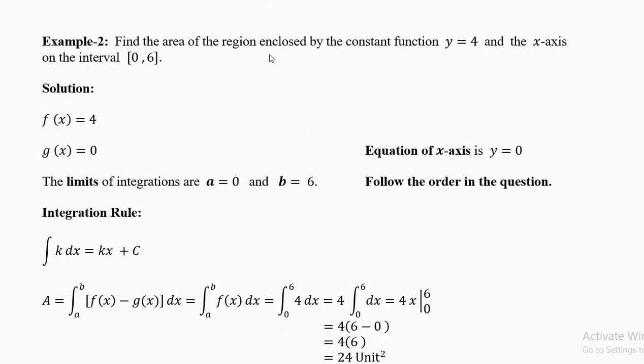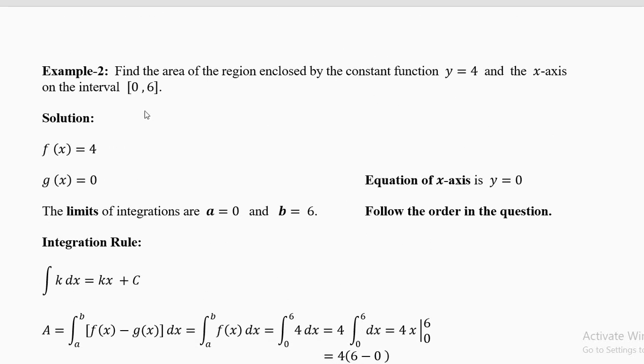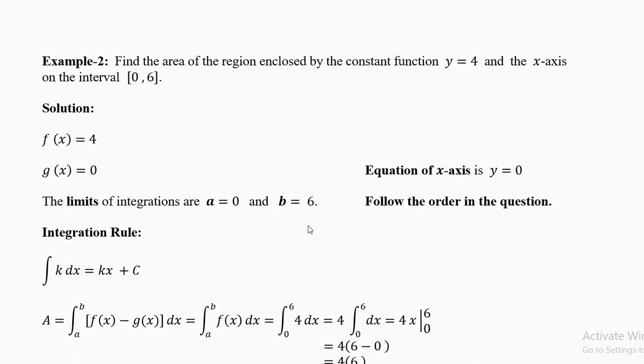Example 2. Find the area of the region enclosed by the constant function y equal to 4 and the x-axis. X-axis means y equal to 0, g equal to 0, f of x equal to 4. It is a constant function. The limits of integration are 0 to 6, a equal to 0, b equal to 6.